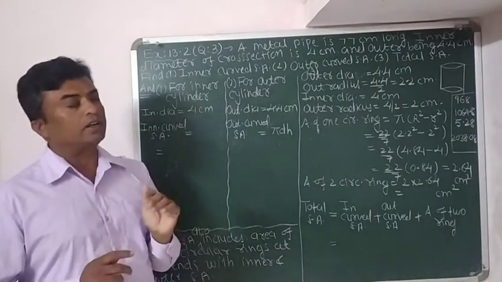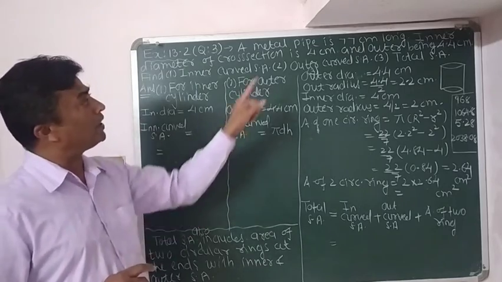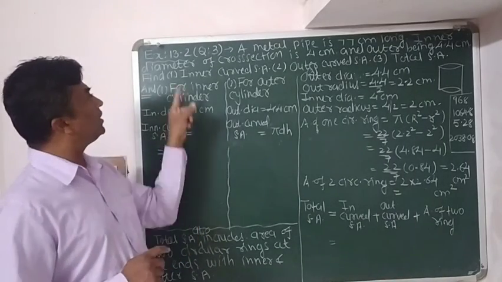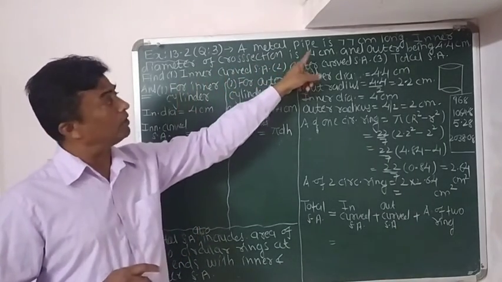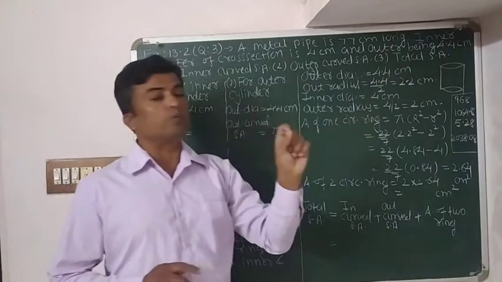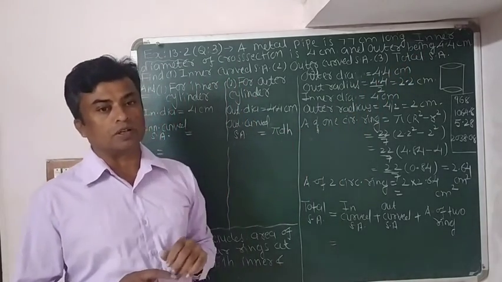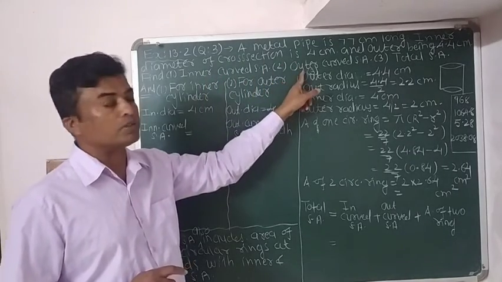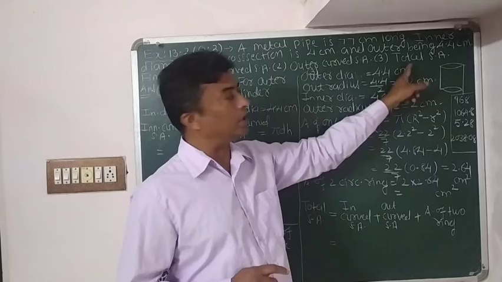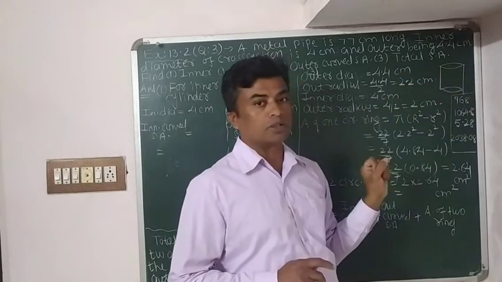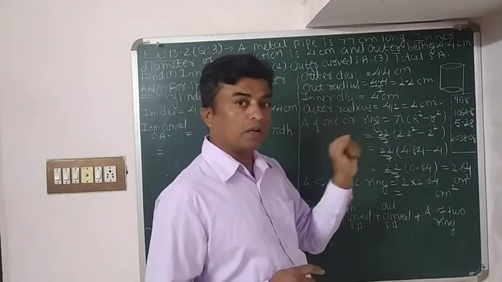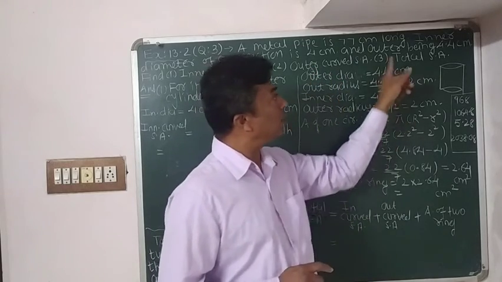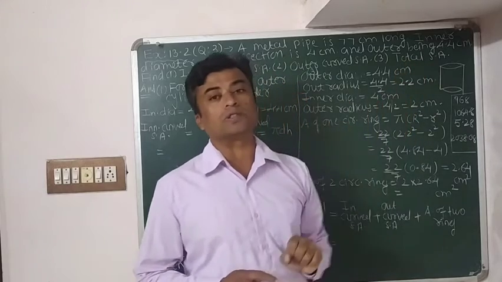So see children, in the given question, one metal pipe 77 centimeter long is given to us, inner diameter 4 centimeter and outer diameter 4.4 centimeter are given, and we have to identify the inner curved surface area, outer curved surface area, and total surface area. This figure is given to us. First we will identify the inner curved surface area, second the outer curved surface area, and last the total surface area.